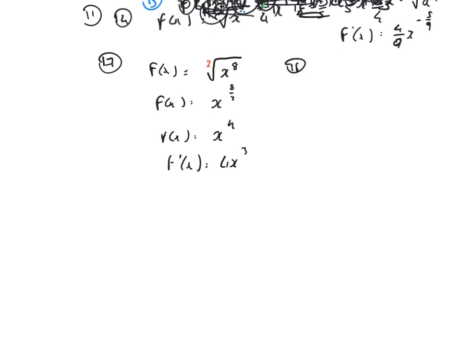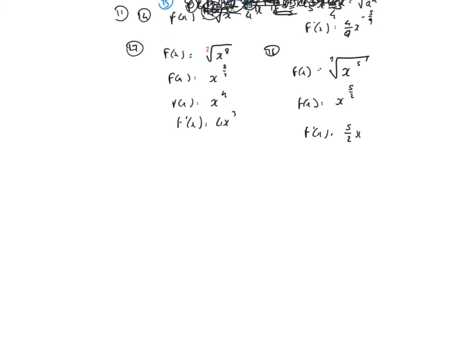Let's try another one, example 18. F of x equals the square root of x to the power 5. So again, what number's up here, even though we can't see it? Well, it's the square root, so it's a 2. Let's bring in the fractional power, x to the power 5 over 2. Bring the power down, multiply, take 1 away from the power. And that's 5 over 2 x to the power, well, it's 5 over 2 take away 2 over 2, and that's 3 over 2, final answer.